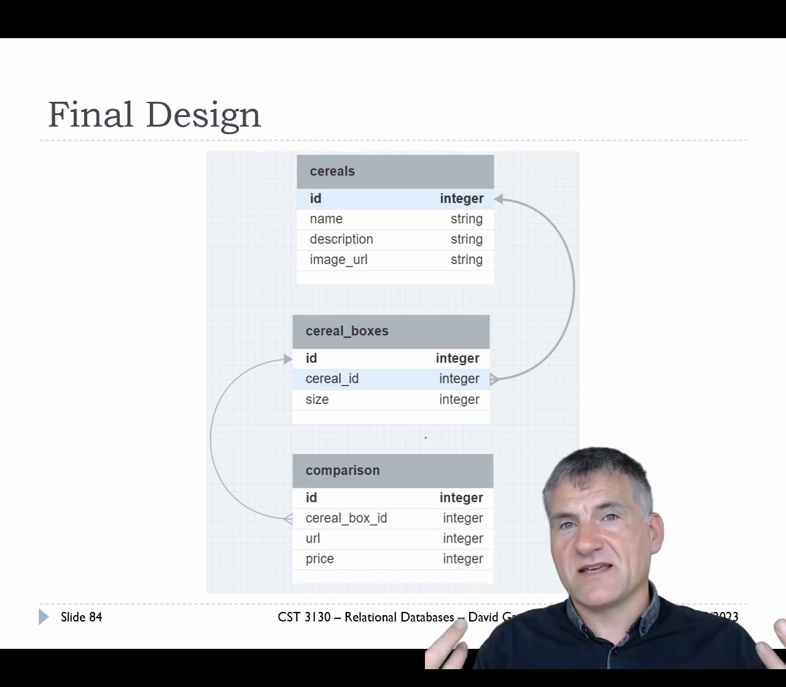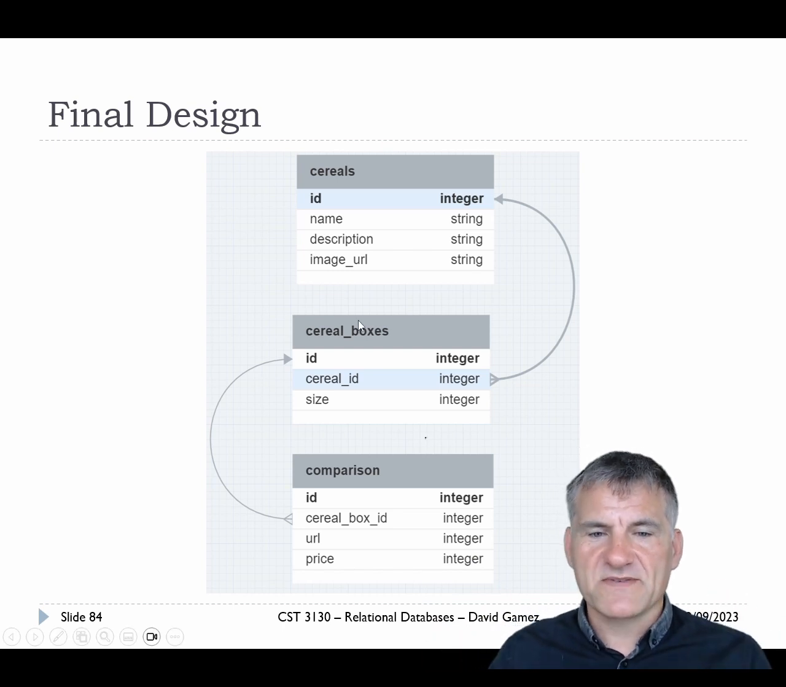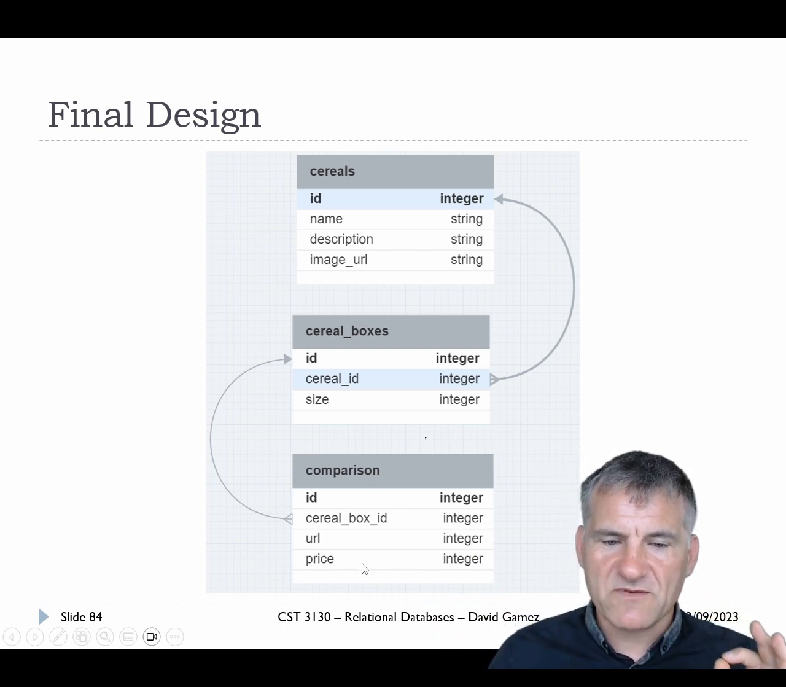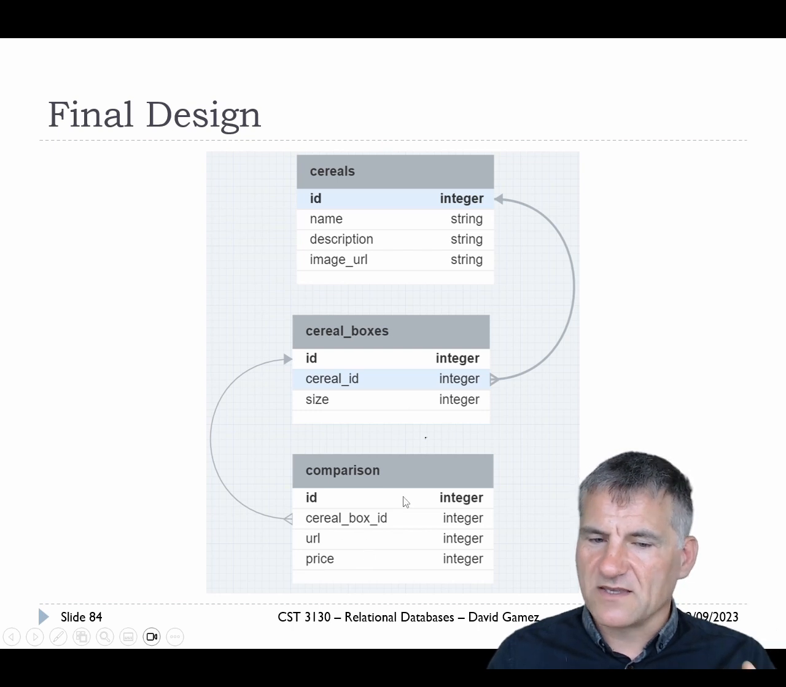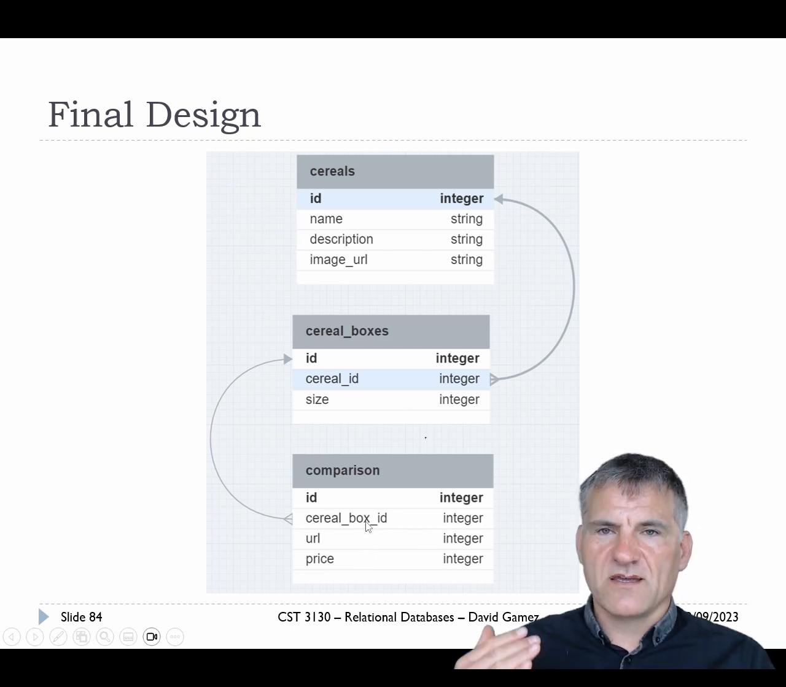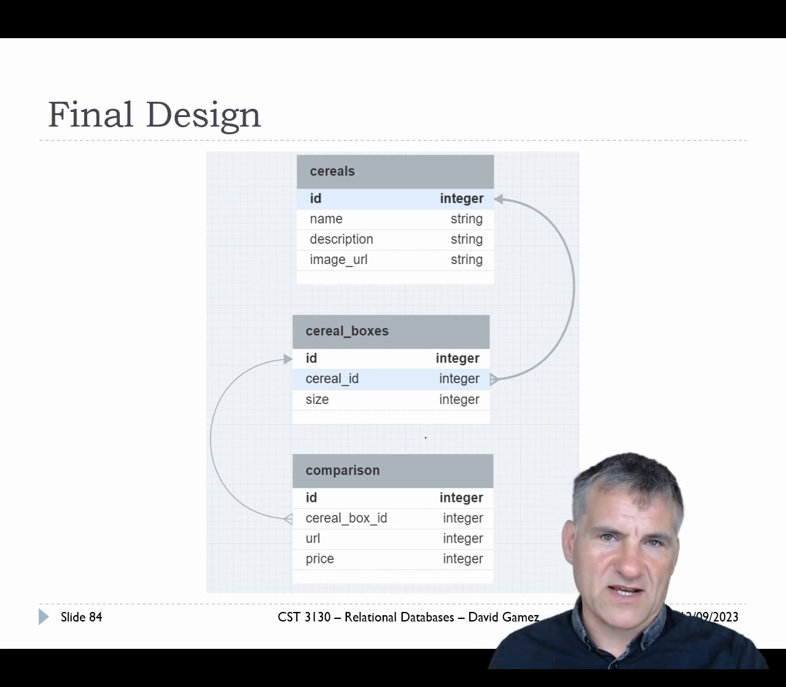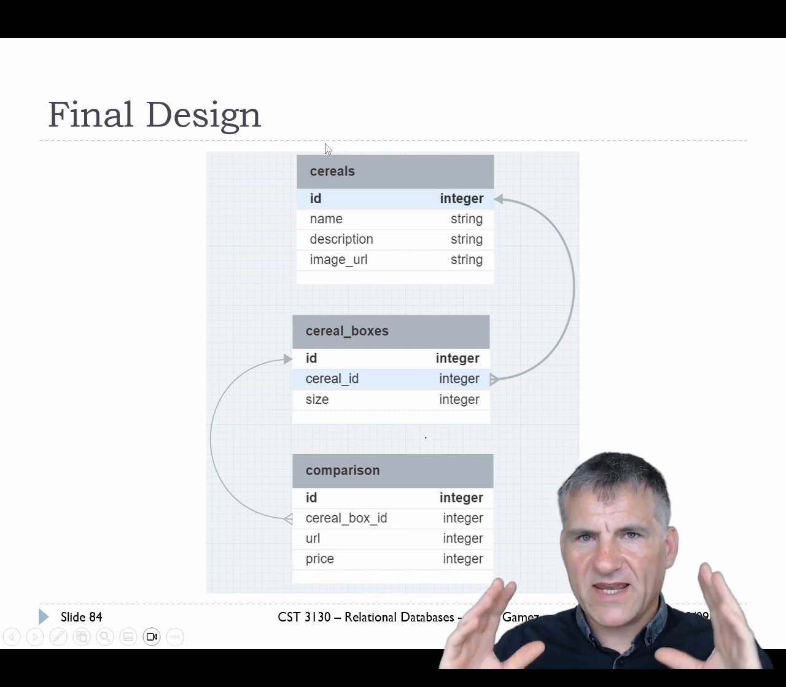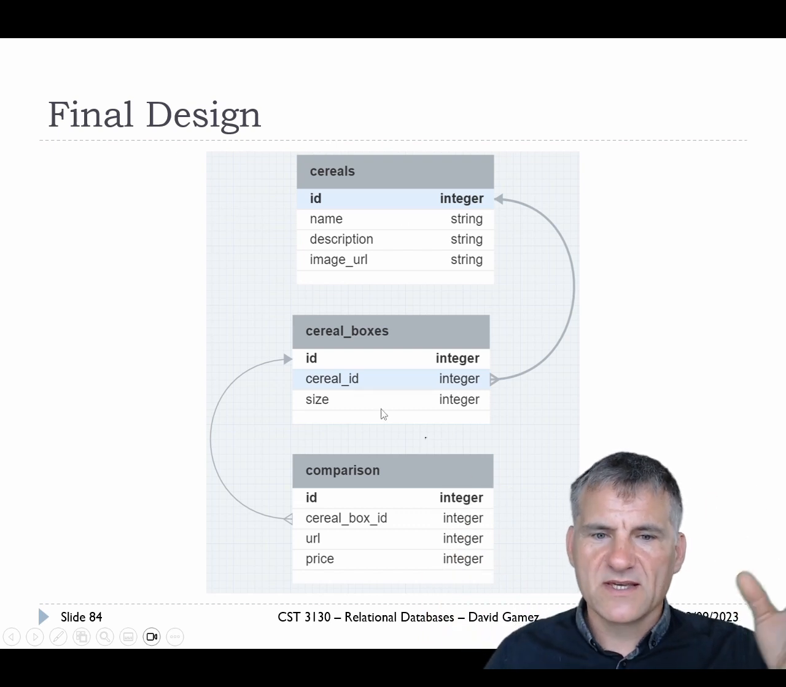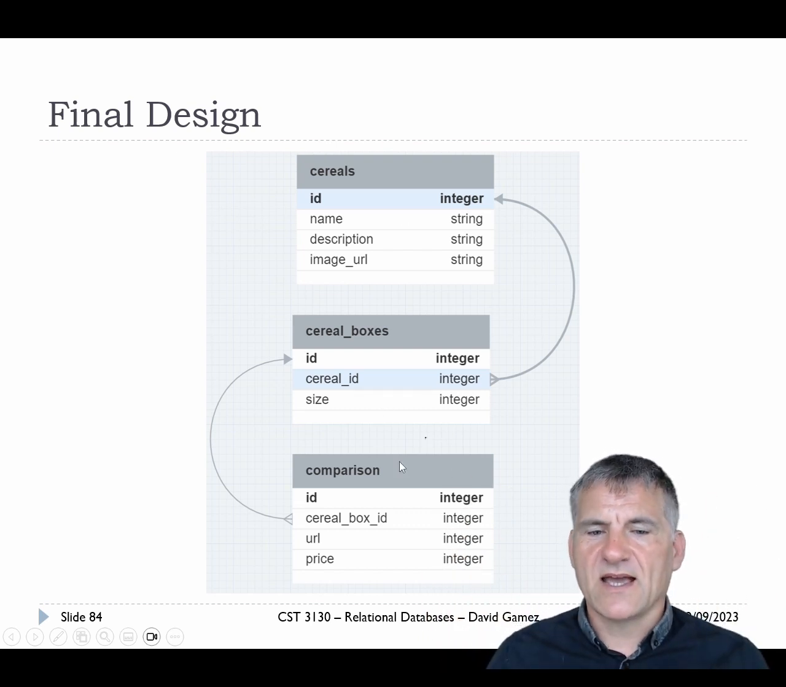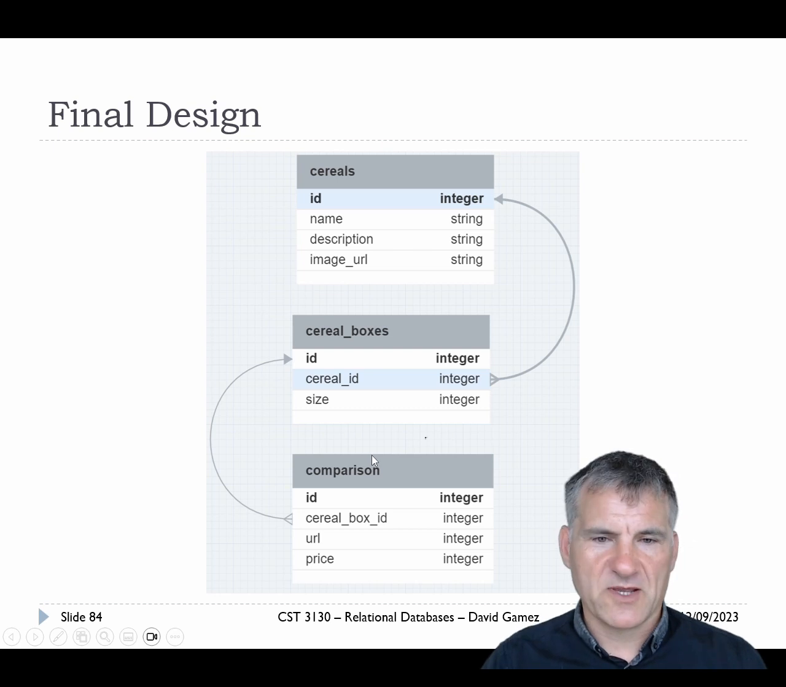You can't buy a cereal in the abstract. You can buy a box of cereal, and that box of cereal will have a different price on different websites. And so the comparison table here stores the URL where that box of cereal is available and the price at which it's available. So it's splitting out the abstract description of the product, the box you can actually buy, and the comparison, the price and the URL where you can buy it.